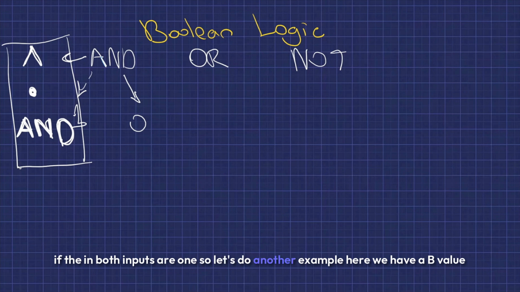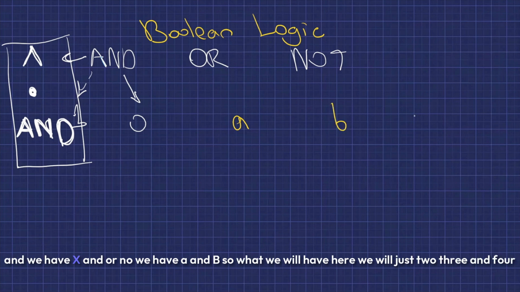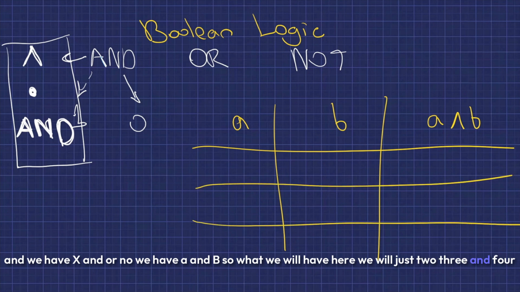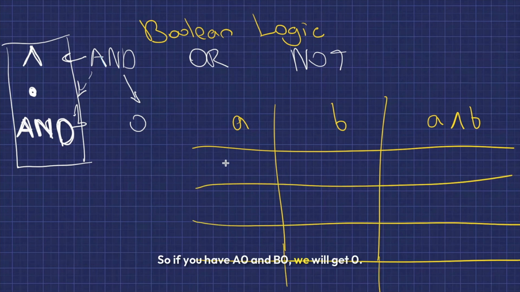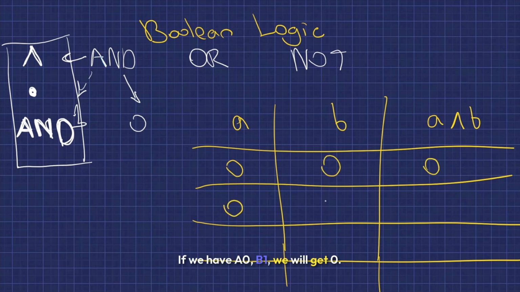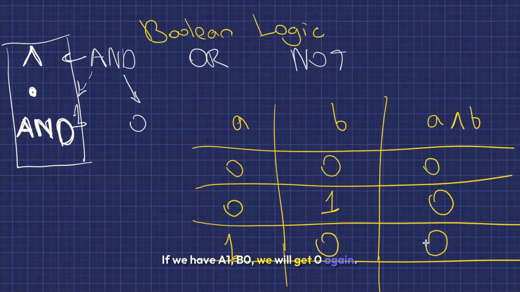So let's do another example here. We have a, b values, and we have x, and we have a and b. So what we will have here, we will just do rows 1, 2, 3, and 4. So if we have a0 and b0, we will get 0. If we have a0, b1, we will get 0. If we have a1, b0, we will get 0 again. But if we have a1, b1, we will get 1.